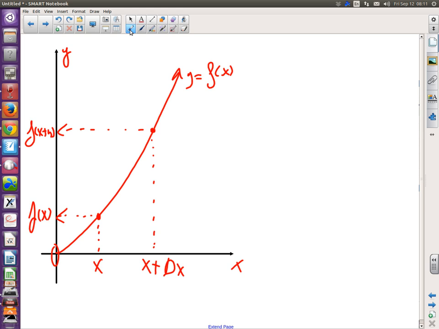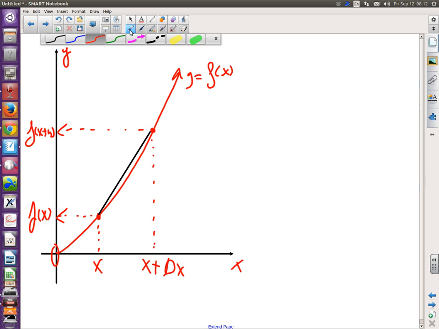Okay. So now let's do the slope from this point to this point. Again, a secant line, right? How do you get that slope? I'll start you off. Do you know the coordinates of this point?